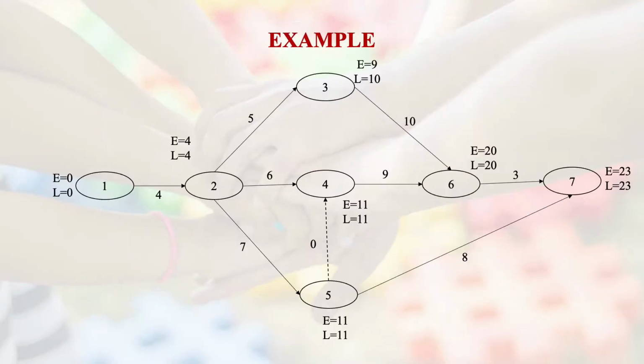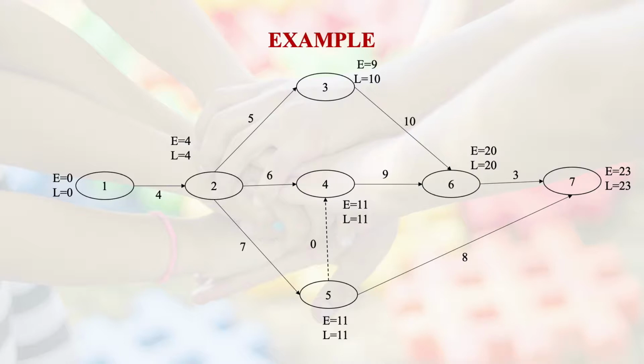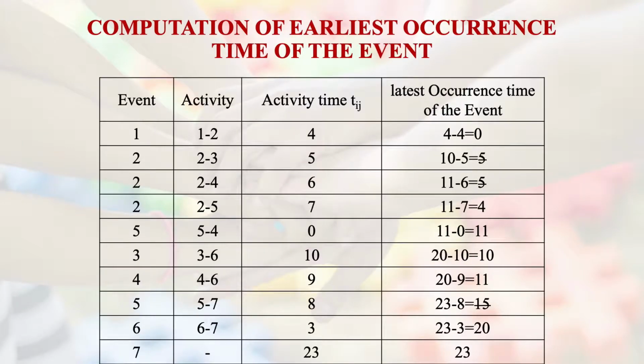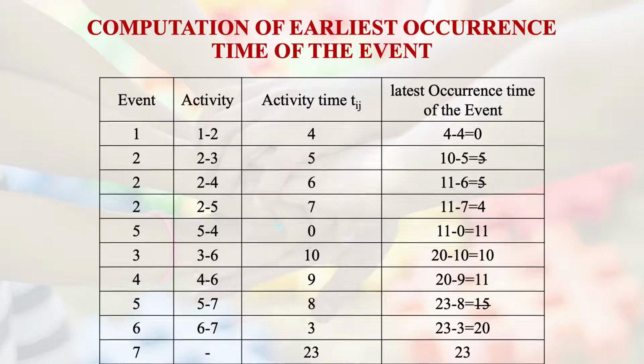From 5 to 2, it is simply 11 minus 7, so it becomes 4, right? From 4 to 2, 11 minus 6, it is 5. From 3 to 2, it is 10 minus 5, it is 5. So we take the least, which happens to be 4. Okay, so the least happens to be 4. So the latest occurrence time for event 2 happens to be 4. And once again, when we go back to the latest occurrence time of 1, it happens to be 4 minus 4, which is going to be 0.